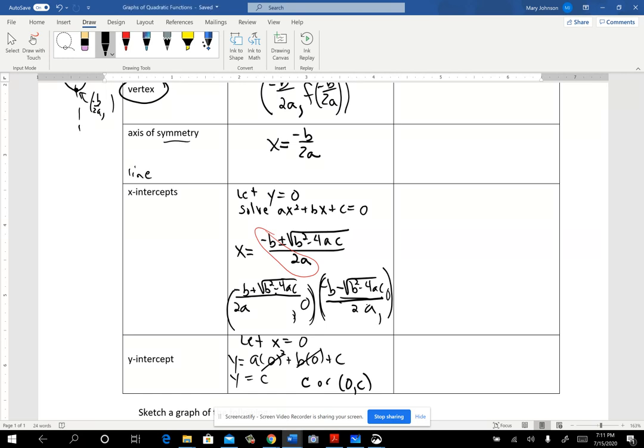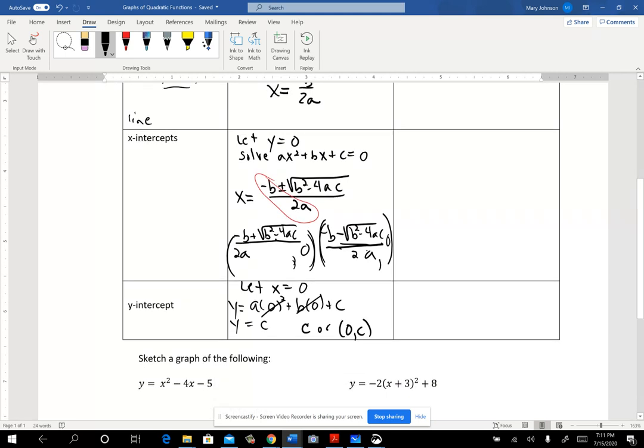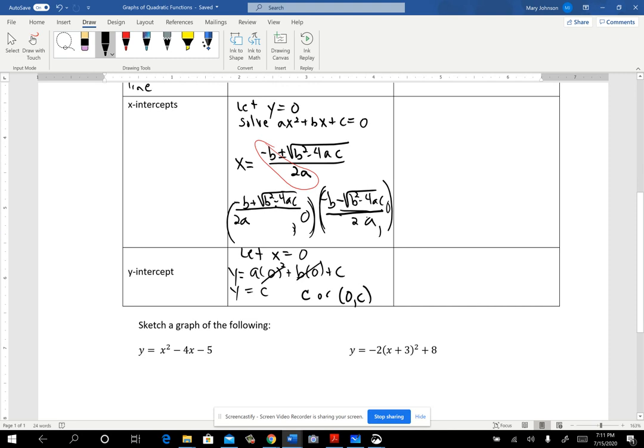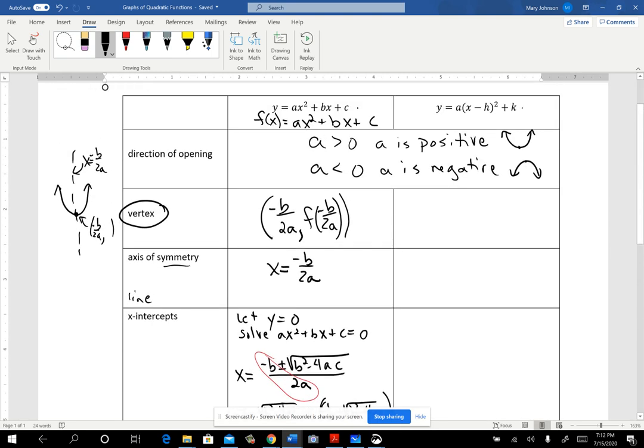So that's that form. And then in the next video, I'm going to go through all of those features and talk you through doing a sketch of the graph when it's in that form. And then I do the same thing with y equals negative 2 times this. So I'll do the examples in the next video. All right, let me go ahead and fill in the notes page for the other form.